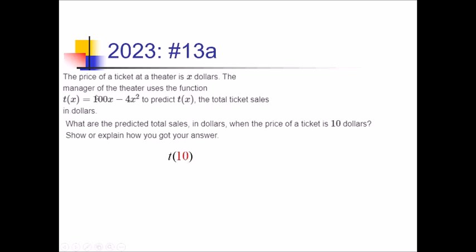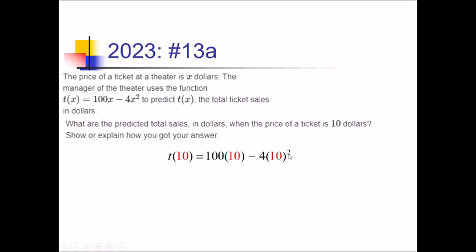So we've got 100 times 10. We're replacing all the x's in here with 10s. Minus 4 times 10 squared. Now this is the no calculator section, so we're going to have to do all of this arithmetic without the aid of a calculator. So let's use our friend PEMDAS here. We'll do the exponents first before doing anything else.